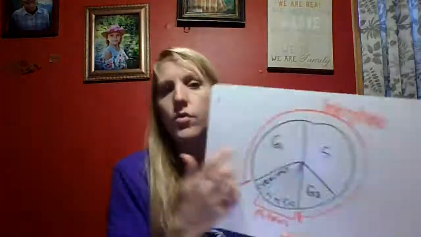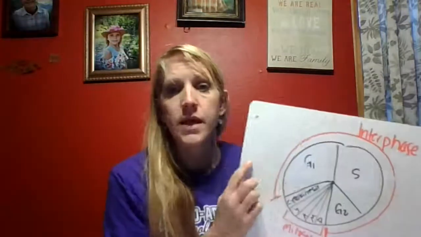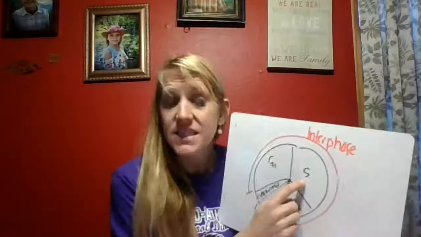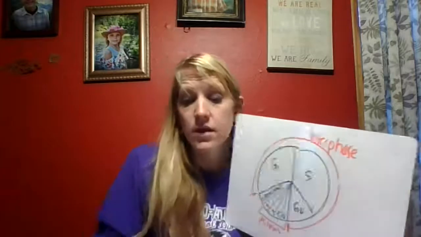Well, I did that for you. G1 is gap. S is synthesis, because in biology, synthesis means to make. During the S phase, they double the amount of DNA, because they're done growing now. The cell grew in G1. It grew, and the cell's a lot bigger. Now in S phase, S means synthesis. Now the DNA is doubling.